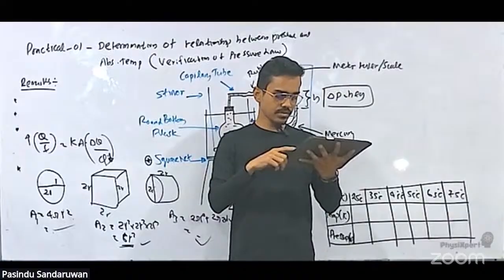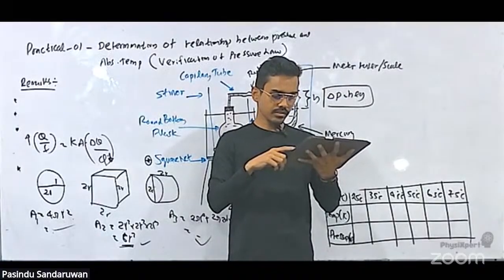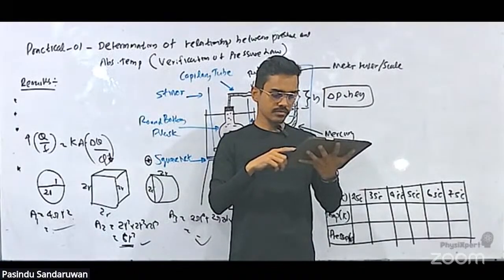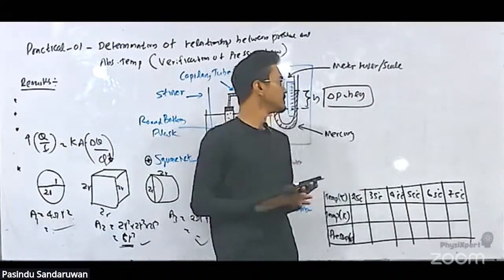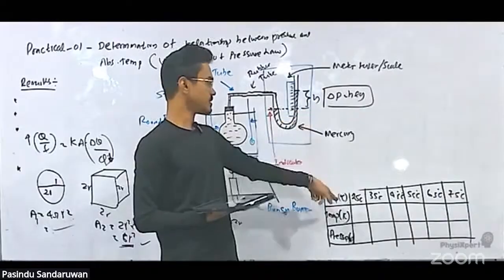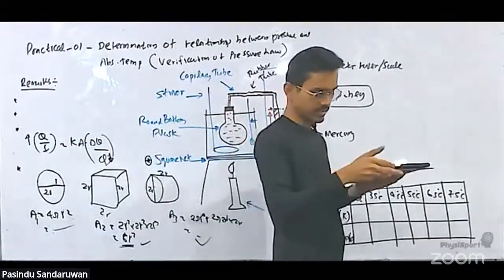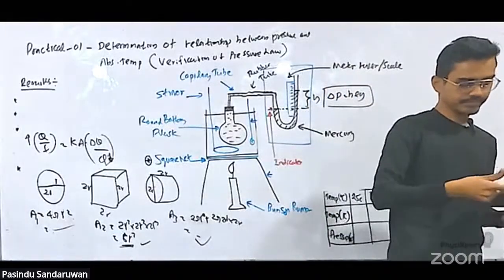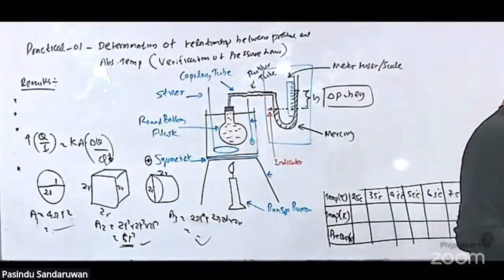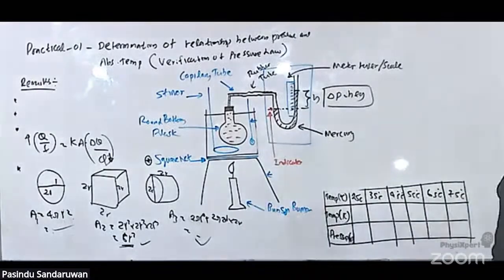The pressure gauge alternative equation. Pressure is P naught plus H rho G. All good. Right, what else? Anything else?